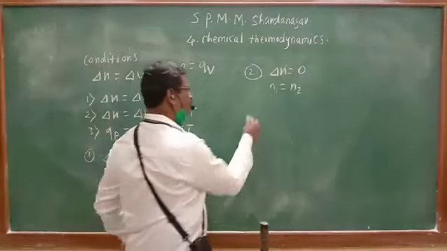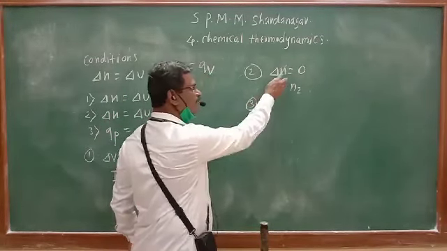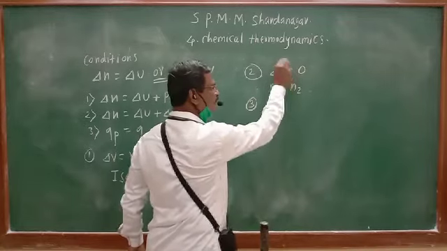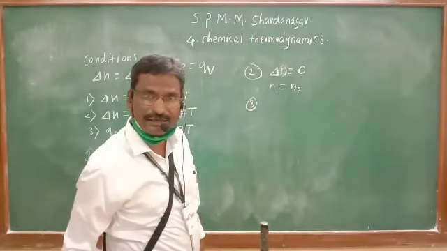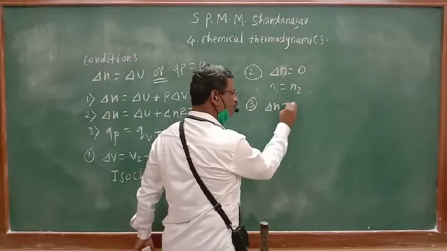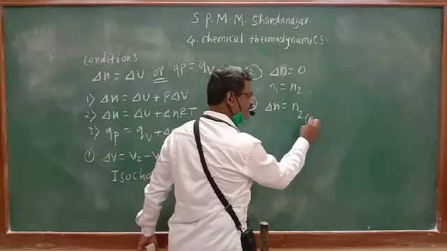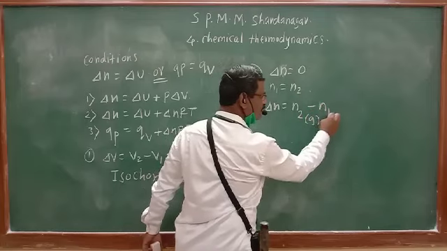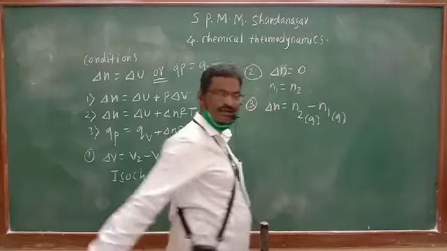Third condition, how we are calculating delta N? What is this? Delta N, how we are calculating the delta N? Delta N is equal to number of moles of gaseous product minus number of moles of gaseous reactant.